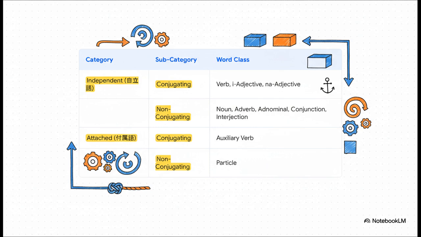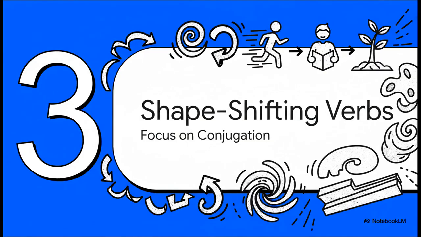Just look, you can see how the independent words that change their form, well, those are our verbs and adjectives. The ones that don't change, nouns, adverbs. And check out the bottom, the attached words that don't conjugate, that's where we find our particles. It all just clicks into place. All right, now that we have the whole blueprint laid out, let's zoom in on the most dynamic, most interesting parts. The verbs. These are our shapeshifters.